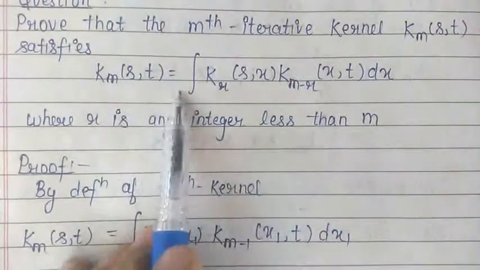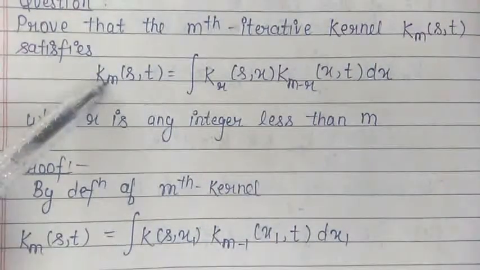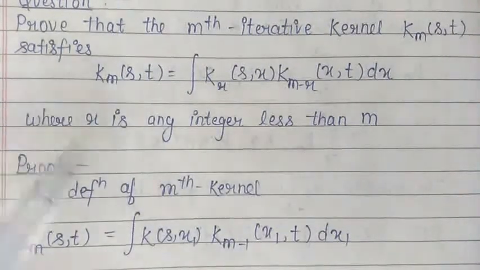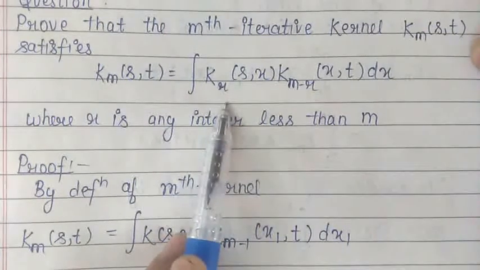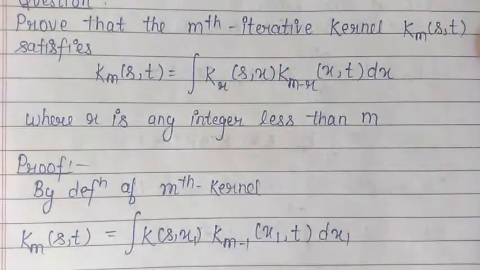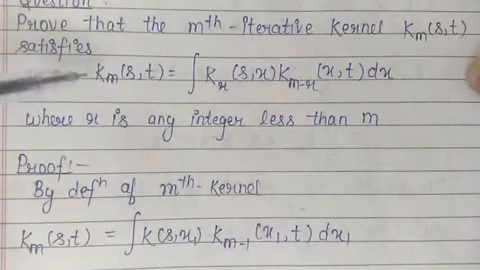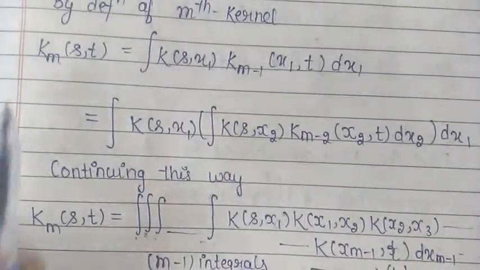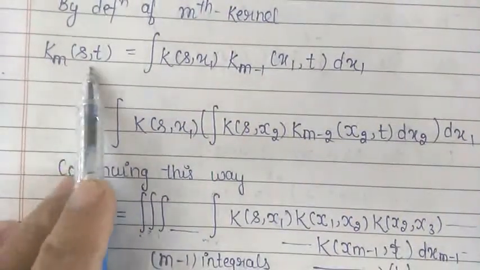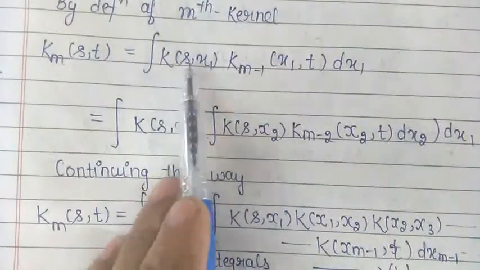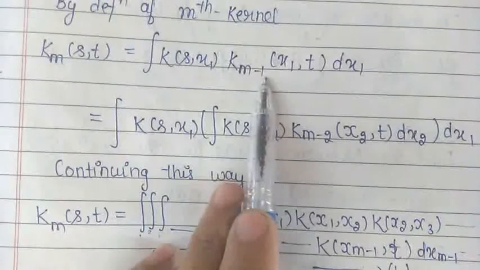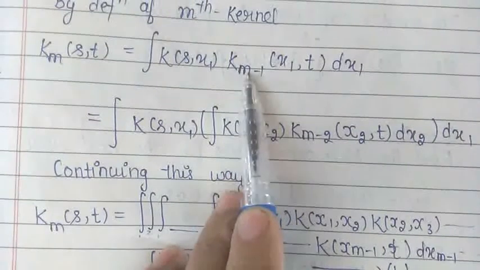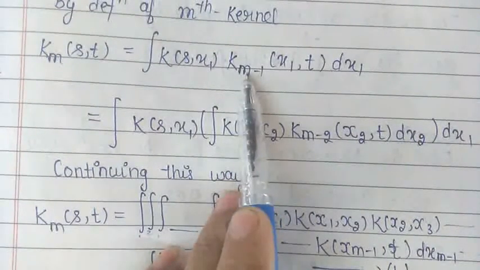Here r is any positive integer less than m. In order to prove this, we will have to prove that this mth iterative kernel is an (m minus 1) fold integral, and in the same way the integral on the right hand side is also an (m minus 1) fold integral. Firstly, let us see the definition of the mth iterative kernel. By definition, the mth iterative kernel K_m(s,t) is given by the integral of K(s,x1) K_{m-1}(x1,t) dx1. Here K_{m-1} is the (m minus 1)th iterative kernel.